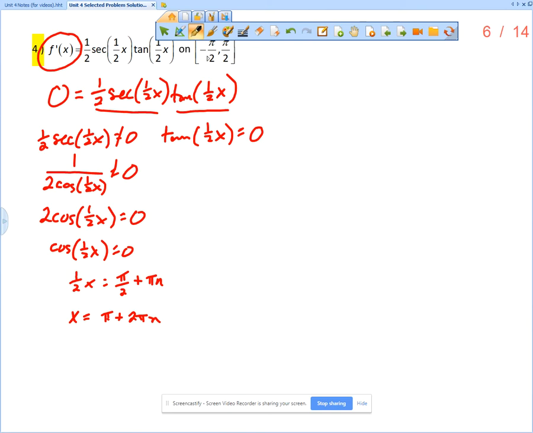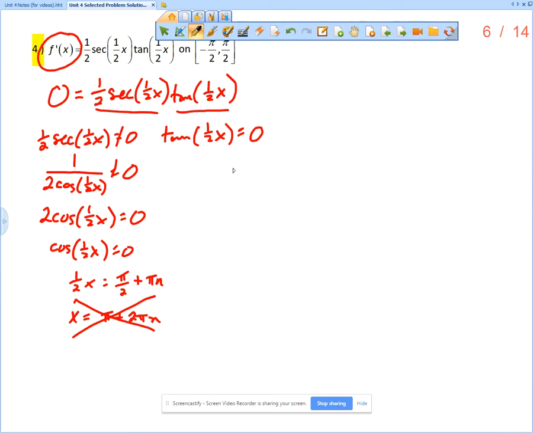Now, look at our interval, negative pi over 2 to positive pi over 2. None of those are between negative pi over 2 and positive pi over 2. So that actually does not contribute any answers to when our derivative is equal to 0. So then we look at this. Tangent of 1/2 x equals 0.